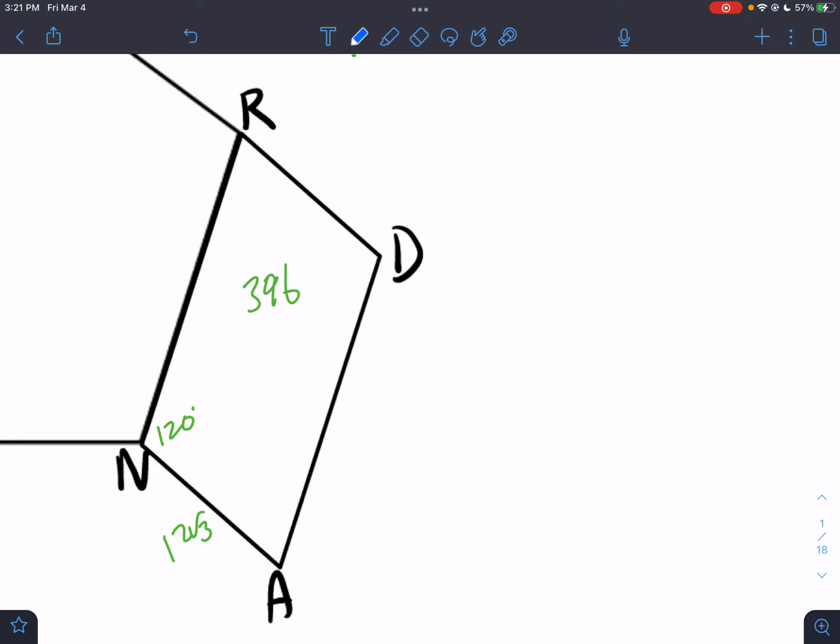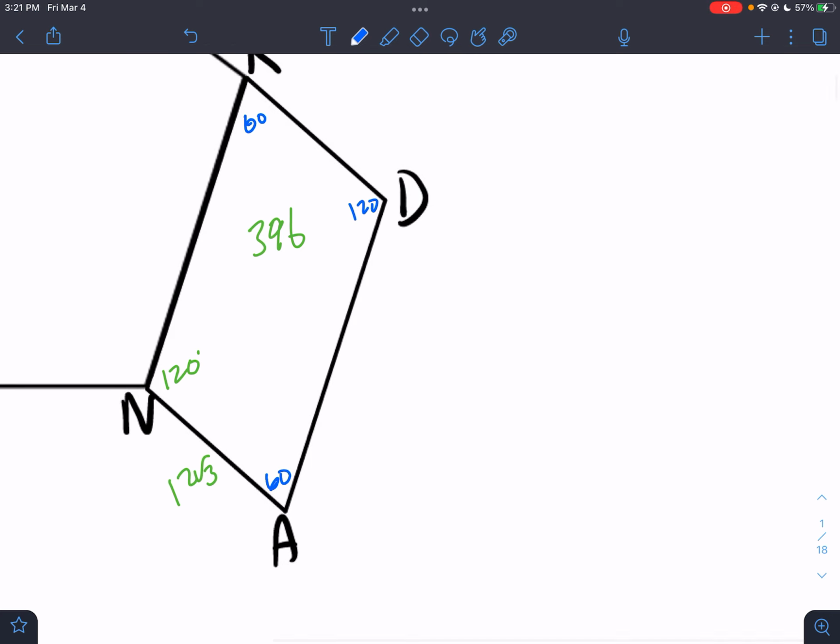If that's 120 degrees, then I know these angles are 60, 120, and 60. Parallelogram opposite angles are equal, and consecutive corners have to add up to 180. I could drop a height this way using that 60-degree angle, and I have a right triangle that is a 30, 60, 90. I know that the side across from 30 would be 12 root 3 divided by 2, so it's 6 root 3. And then the side across from 60 would be 6 root 3 times root 3, which would be 18.